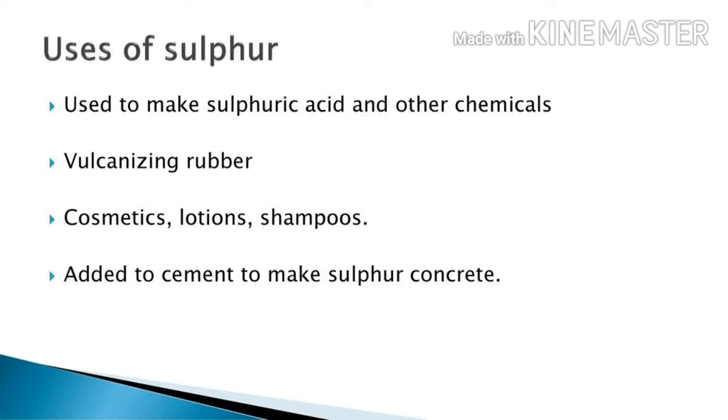Sulfur is added into cement to make sulfur concrete. So these all are the uses of sulfur. The main use of sulfur is to make sulfuric acid. Then vulcanizing rubber. Then it is used in cosmetics, lotions and shampoos. Then it is added to cement to make sulfur concrete. Then again it is used as an insecticide. So these all are the uses of sulfur.